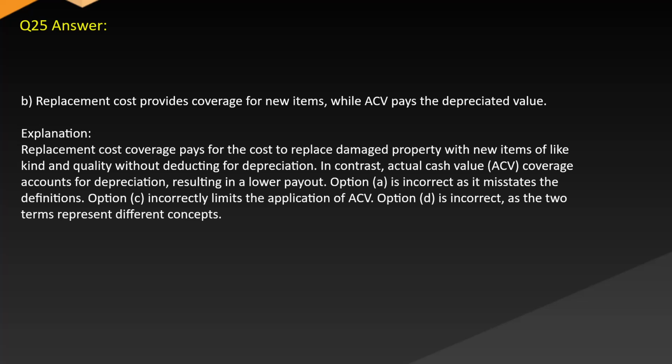Answer: B. Replacement cost provides coverage for new items while ACV pays the depreciated value. Explanation: replacement cost coverage pays for the cost to replace damaged property with new items of like kind and quality without deducting for depreciation. In contrast, actual cash value, ACV, coverage accounts for depreciation, resulting in a lower payout. Option A is incorrect as it misstates the definitions. Option C incorrectly limits the application of ACV. Option D is incorrect as the two terms represent different concepts.